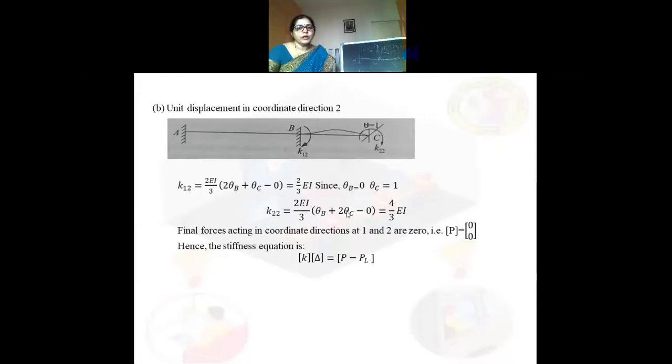So in place of theta C, write 1. So what is the answer you are going to get? 4 by 3 EI. Okay. So final forces acting in the coordinate direction at 1 and 2 are 0.